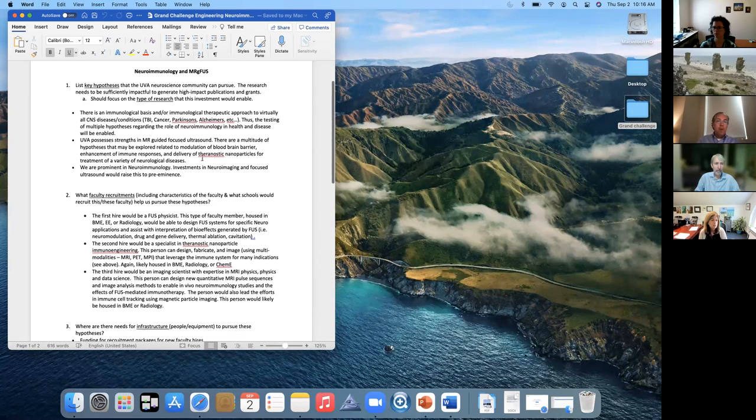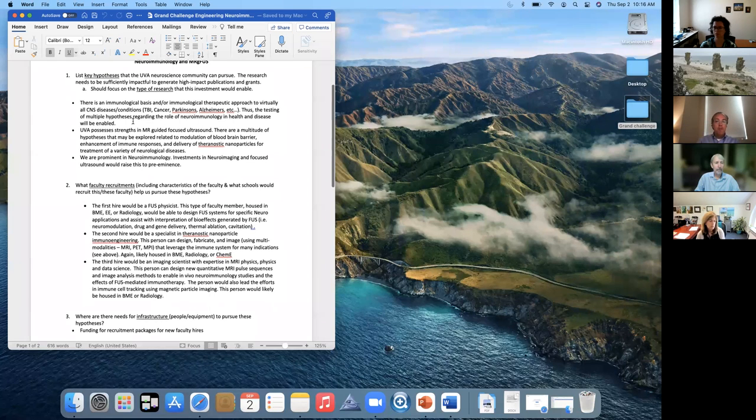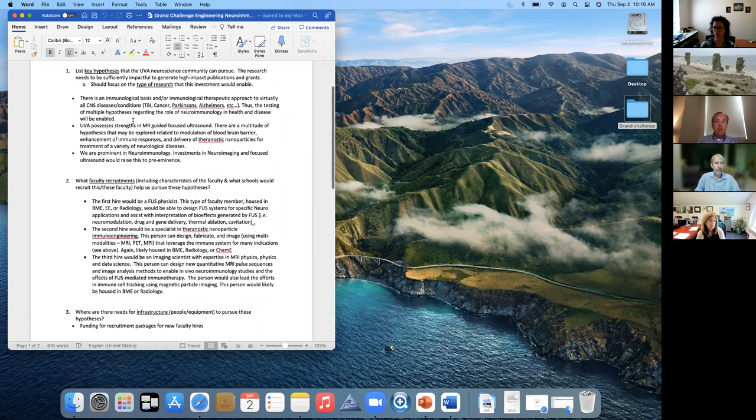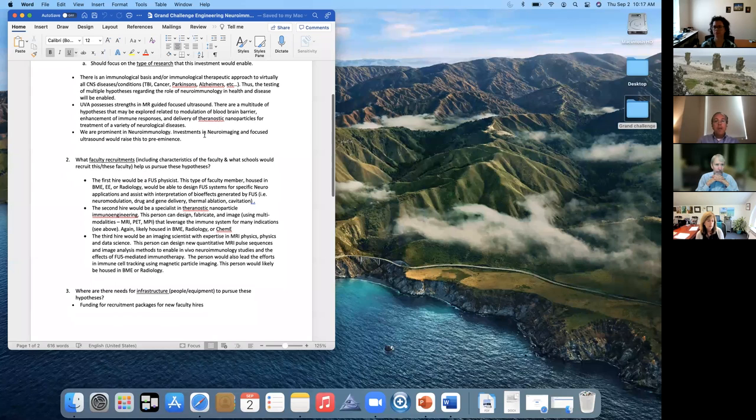But part of the rationale is that there's an immunological basis to a lot of CNS disease. And so it's important for us to consider neuroimmunology with CNS disease. We obviously have strengths in MR-guided focused ultrasound, and there are a variety of different hypotheses that we can look at related to MR-guided focused ultrasound and immunomodulation. And this is really an area which would represent a convergence of strengths at UVA, neuroimmunology and MR-guided focused ultrasound, but it really represents an open landscape when it comes to actually exploring hypotheses around this.